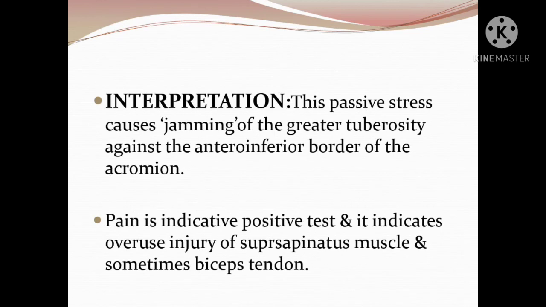Interpretation. The passive stress causes jamming of the greater tuberosity against the anteroinferior border of the acromion. Pain indicates a positive test and suggests overuse injury of the supraspinatus muscle and sometimes the biceps tendon.